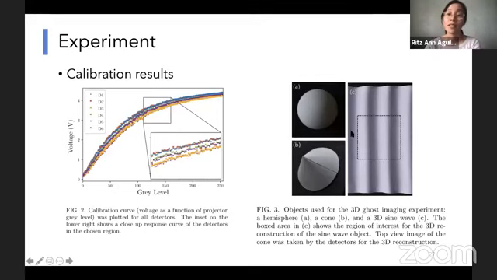For the objects, these are simple ones. We just wanted to build up to a proof of concept for this 3D CGI. We have here a hemisphere, a cone-shaped object, and a 3D sine wave object.